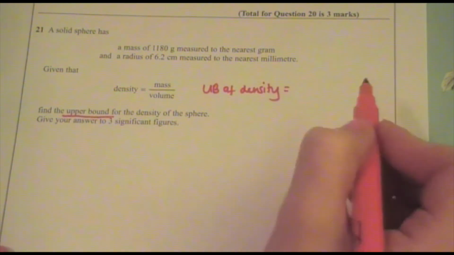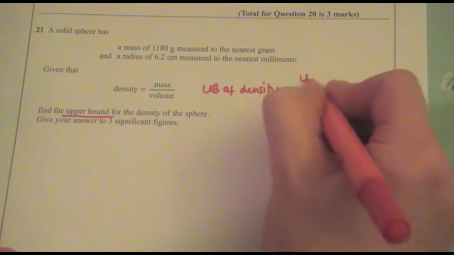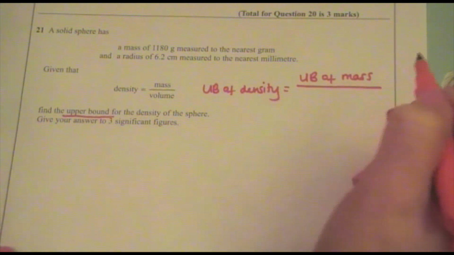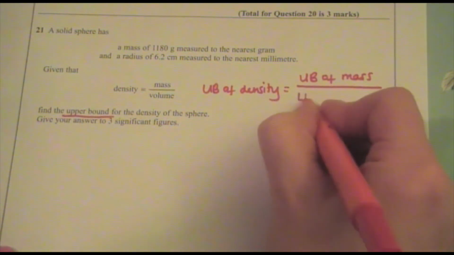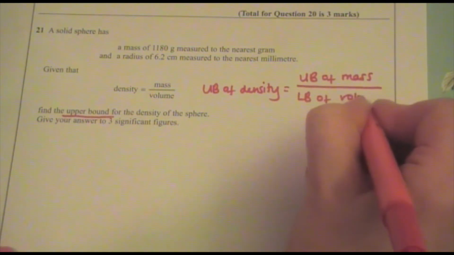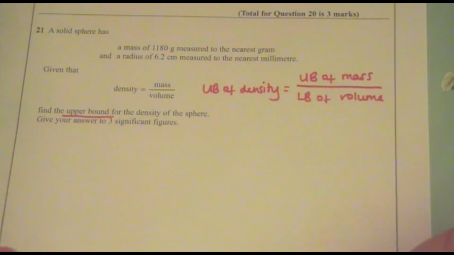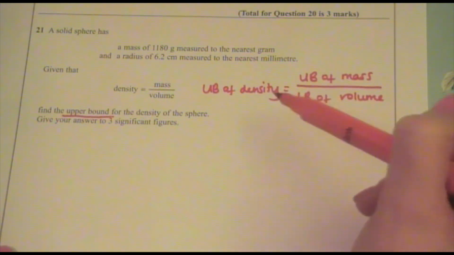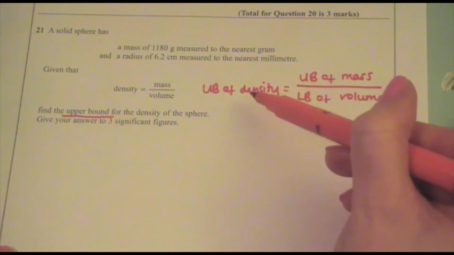Now the only way I could get the upper bound of the density is if I find the upper bound of the mass and then divide that by the lower bound of the volume. Okay, so I need to find the upper bound of the mass and then the lower bound of the volume. The reason that I need to do the upper bound divided by the lower bound is because that's going to give me my maximum answer. Alright?